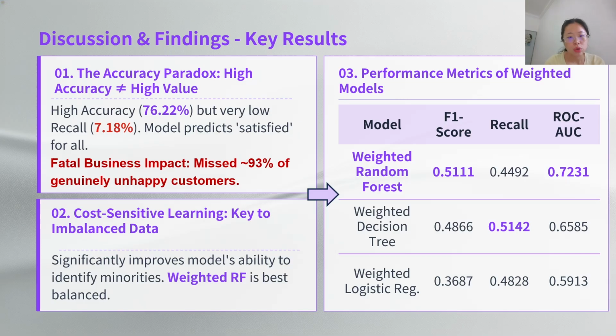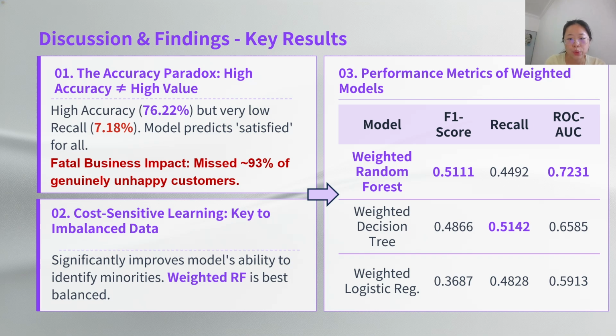Now we come to the most critical findings of my research. If you look at the top left box, the initial test revealed a very dangerous trick, the accuracy paradox. When running standard models, we achieved a very impressive global accuracy of 76.2%. However, the minority recall was a very low 7.18%. What does this mean? The model simply guessed that every customer would be satisfied. As highlighted in red, the business impact is fatal. The system completely missed nearly 93% of genuinely unhappy customers. This proves that relying only on overall accuracy is highly misleading.